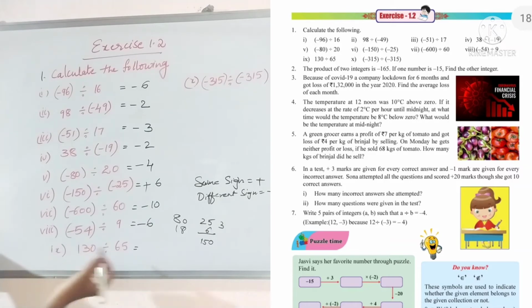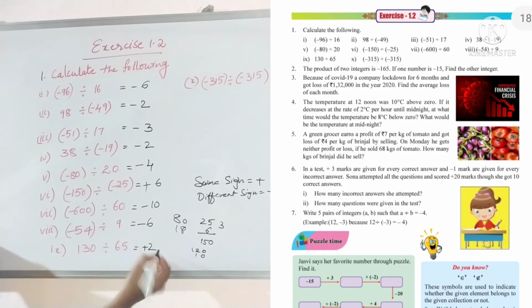Here both the integers have the same sign. So the answer is positive. You know 6 2s are 12. That means 60 2s are 120. 5 2s are 10. So finally it is 130. So it is plus 2.